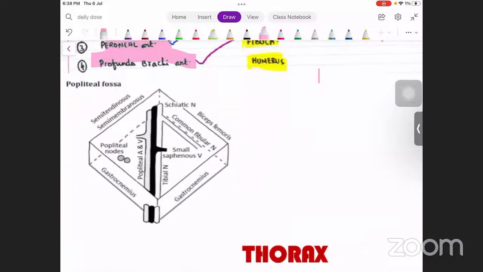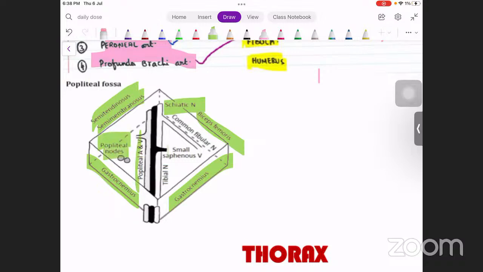Then you have the popliteal fossa. Speaking about the popliteal fossa, the superomedial border is semimembranosus and semitendinosus, the superolateral border is biceps femoris, and the inferomedial and inferolateral borders are gastrocnemius. The contents are the sciatic nerve, popliteal artery and vein, popliteal nodes, and the small saphenous vein. Apart from that, the common fibular nerve and the tibial nerve are two minor structures you may see in the popliteal fossa.